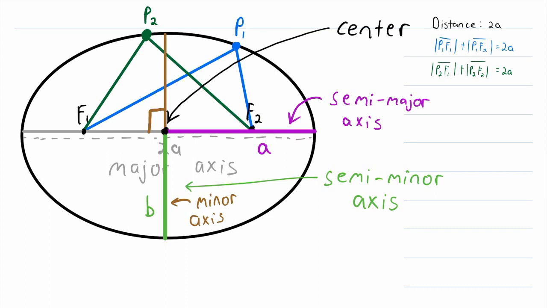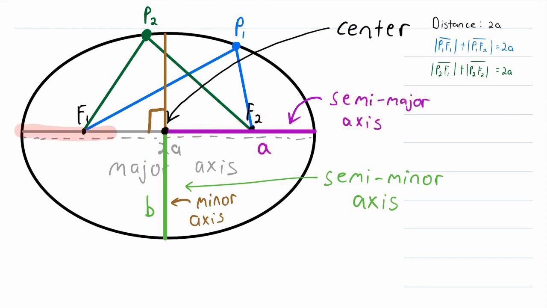The center of an ellipse is the point that's halfway between the two foci. It's also the midpoint of the major axis, and I don't think I said this earlier, but it's also the midpoint of the minor axis. The major axis is the line segment that passes through the two foci and whose endpoints are both on the ellipse. The major axis has a length of 2a. Half of the major axis is called the semi-major axis and has a length of a.